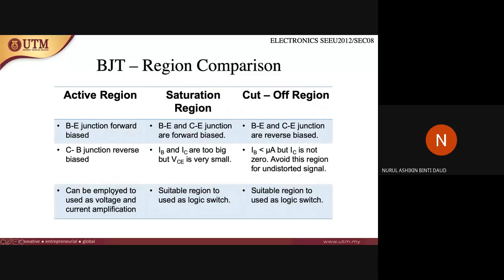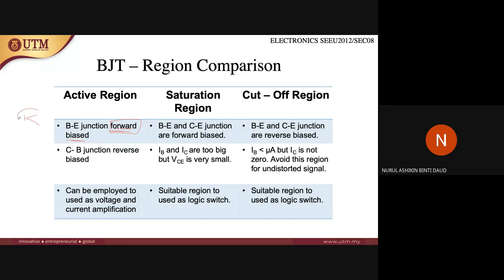Next, this is the comparison for each region. For the active region, the base-emitter junction is in forward bias, but the collector-base junction will be in reverse bias.